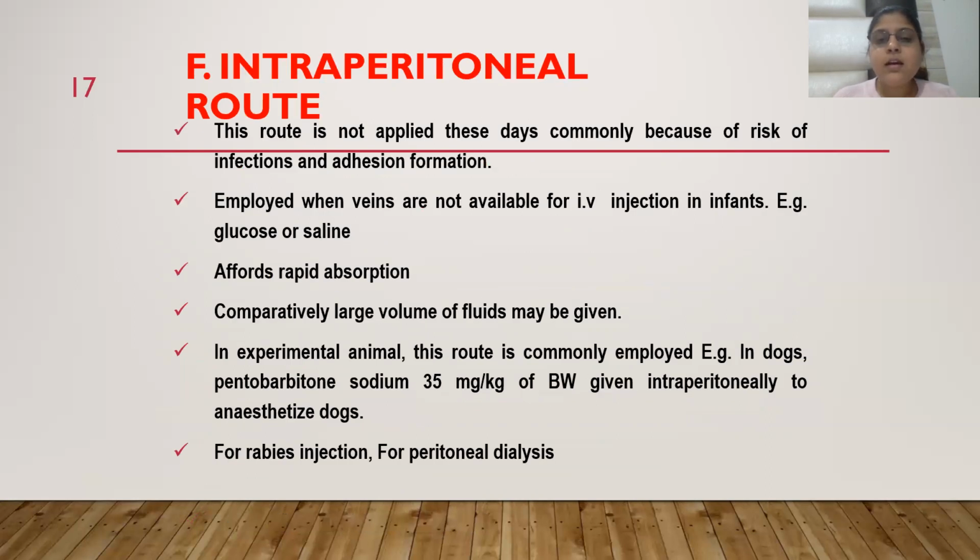Intraperitoneal is the route in which the injection is injected into the peritoneal cavity. Because of risk of infections and adhesion formation, this route is not applied these days, and is employed when veins are not available for IV injection in infants, for example glucose and saline. It affords rapid absorption. In the intraperitoneal route, there is rapid absorption. Comparatively large volumes of fluids may be given.